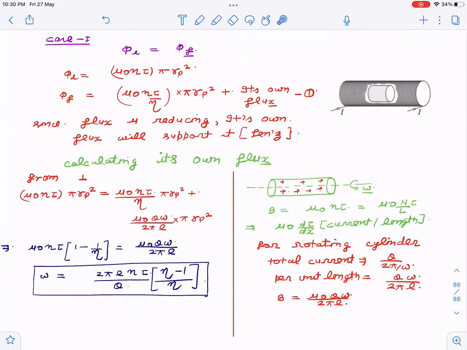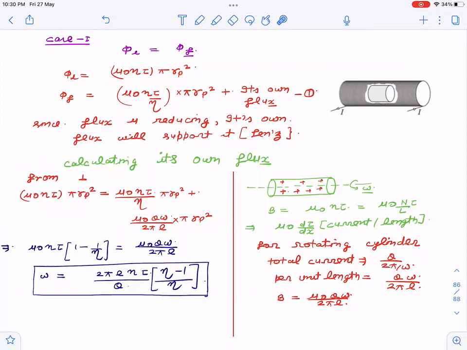Initial flux is what? Initially, this is not rotating. So it is mu naught Ni pi rp square. This is the initial flux: the magnetic field inside the solenoid times the area, where rp is the radius. I am using phi equal to BA.